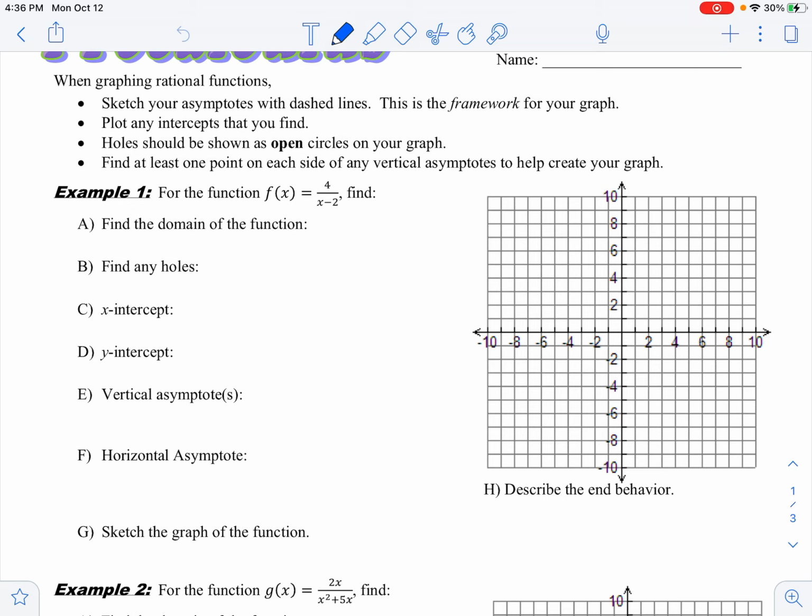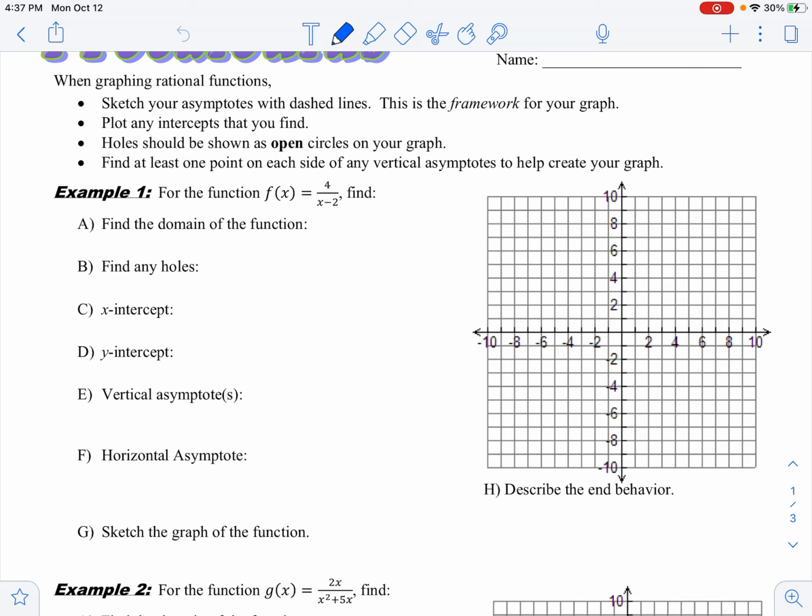We're going to plot any intercepts that we find. Holes we're going to also graph, and we're going to graph them by showing open circles in our graph. Remember, a hole means that there's nothing there, but we need to see that there's physically nothing there by having an open circle there. Then, after you're done graphing all of that information, you're going to find at least one point on each side of the vertical asymptote that's going to help us create the graph. If there's a hole on one side of the vertical asymptote, you can use that as your point to help you create your graph.